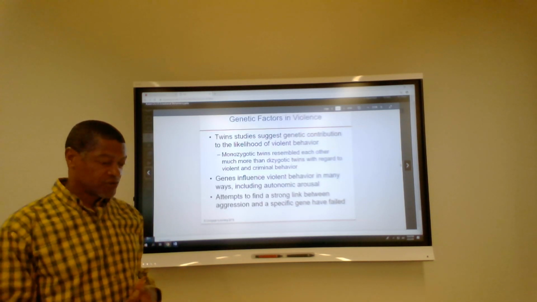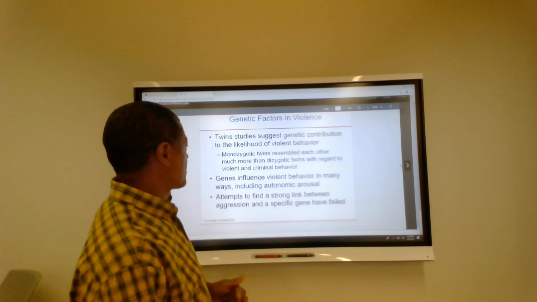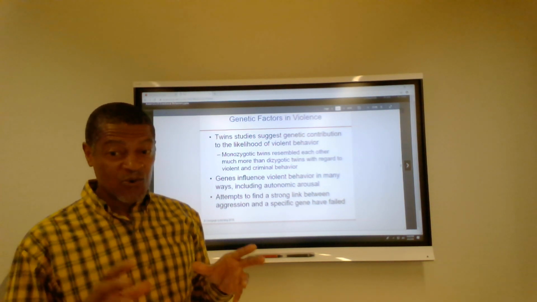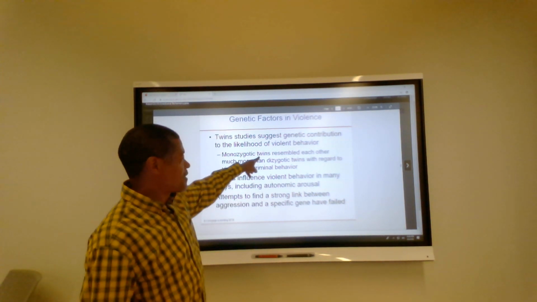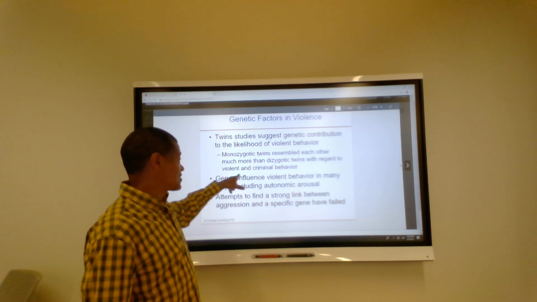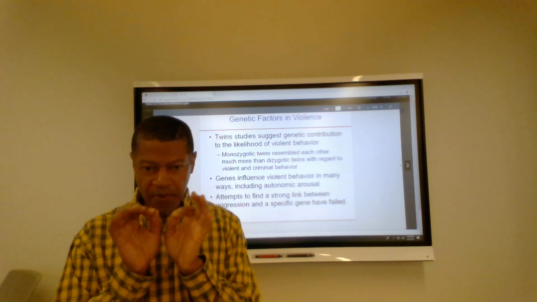Genetics, of course, there's something called genetic attribution. You can have dizygotic twins that really show that there's some differences. So monozygotic twins resemble each other much more than dizygotic twins in regards to violent criminal behavior. So there's something in the genes that can be passed on.